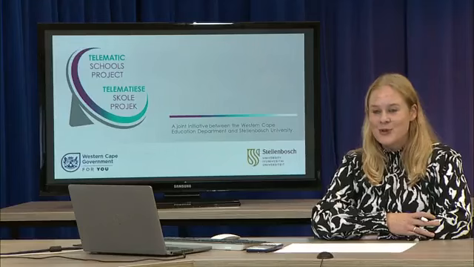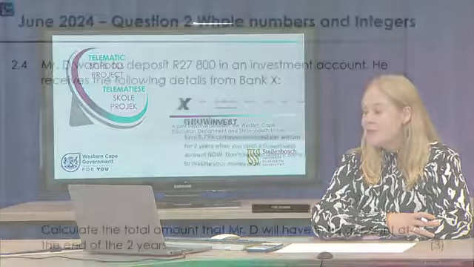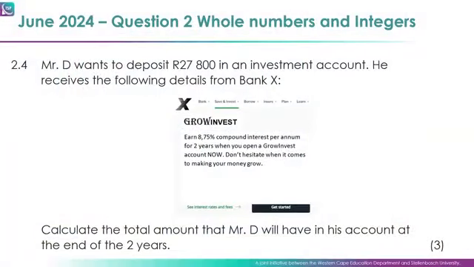Let's look at 2.4. I hope you got it right. They're telling us Mr. D wants to deposit 27,800 in an investment account. He receives the following details from Bank X. Earn 8.75% compound interest, very important, per annum for 2 years when you open a Grow Invest account now. Don't hesitate when it comes to making your money grow. Calculate the total amount that Mr. D will have in his account at the end of 2 years.